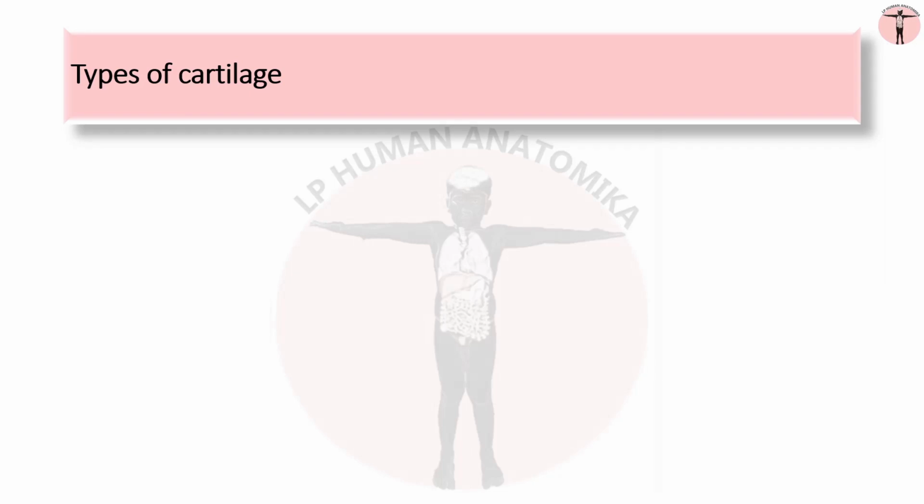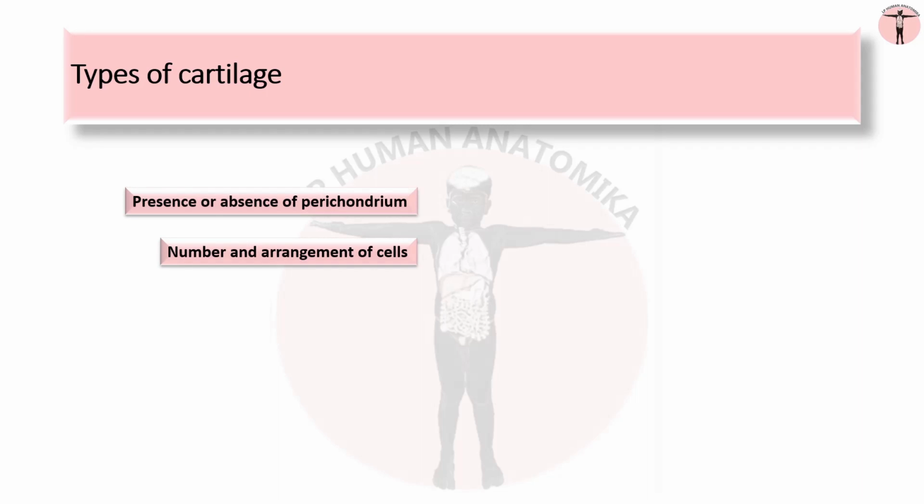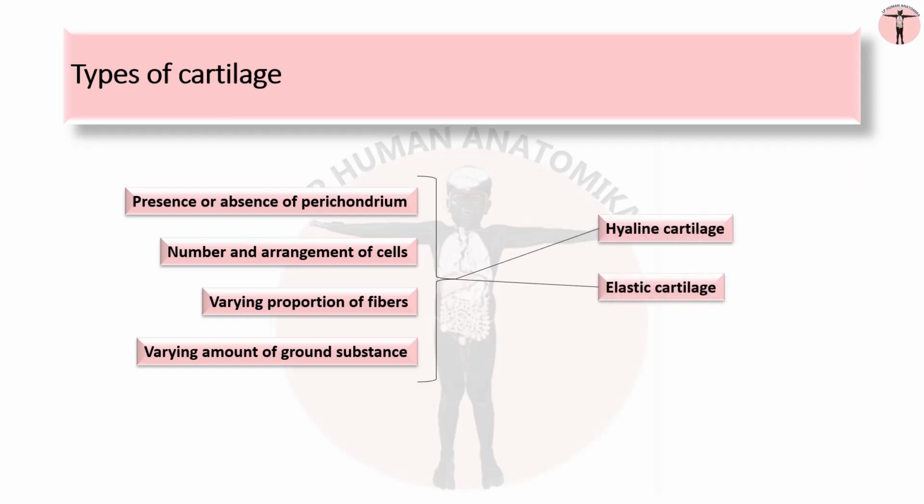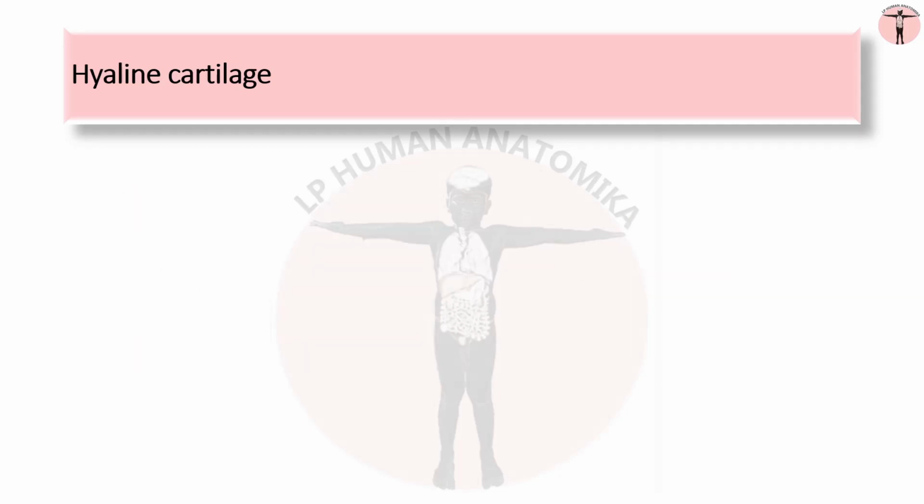Now coming to the types of cartilage, depending upon the presence or absence of perichondrium, number and arrangement of cells, varying proportion of fibers and varying amount of ground substance, it is divided into three types: hyaline cartilage, elastic cartilage and white fibrocartilage.